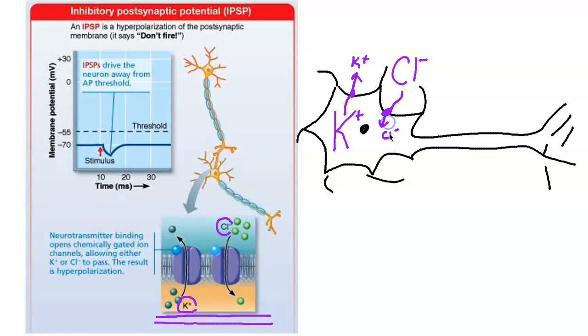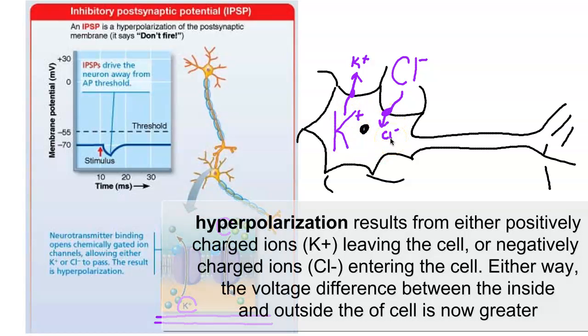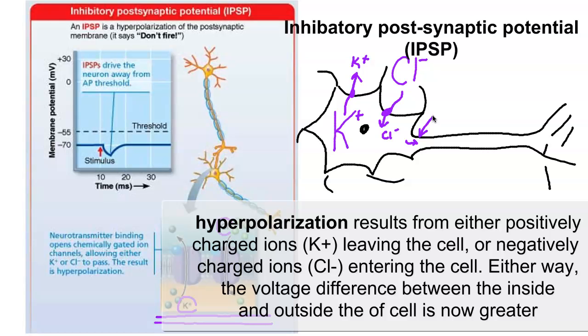Either way, it's going to result in the inside of the cell becoming more negative, or what's known as a hyperpolarization. It's a hyperpolarization because if this cell is resting at negative 70 millivolts, when a positive charge leaves or a negative charge comes in, it becomes even more negative, like maybe negative 80, negative 90 millivolts. And because of that, that effect can spread down to the axon and make it harder for the axon to elicit an action potential. And that's what's known as an inhibitory postsynaptic potential.